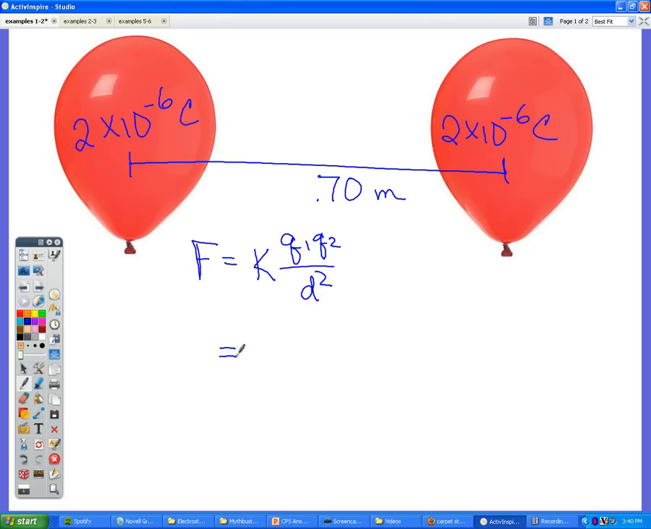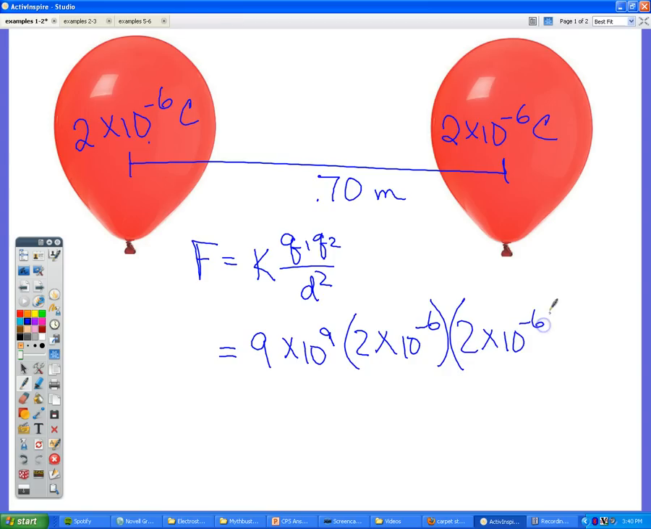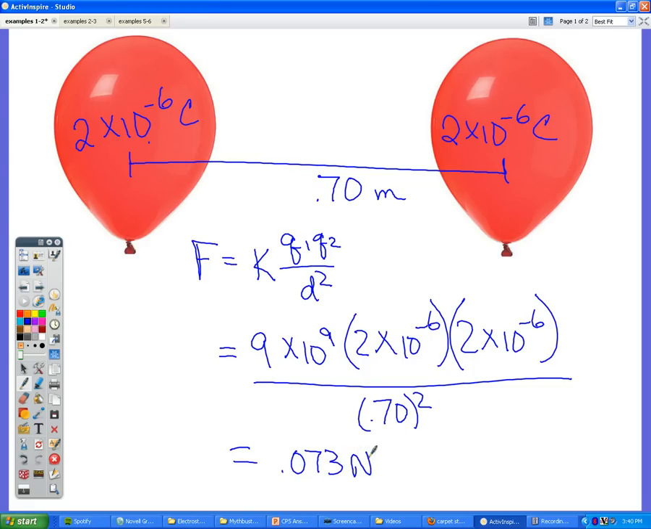The value for K is pretty large because electricity has a large value, so 9 times 10 to the 9th. And then we can multiply that times 2 times 10 to the negative 6 coulombs for the first balloon. And we can do the same thing for the second balloon, 2 times 10 to the negative 6 coulombs. We can divide that by the distance between them squared, which is 0.70 meters, and we'll square it. Then if you do your math, you should end up with 0.073 newtons as the force between the two balloons. And that should be the end of example number 1.